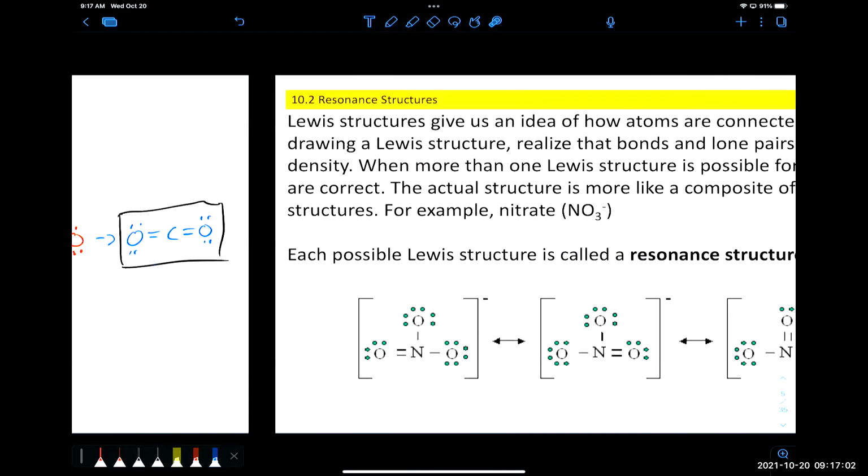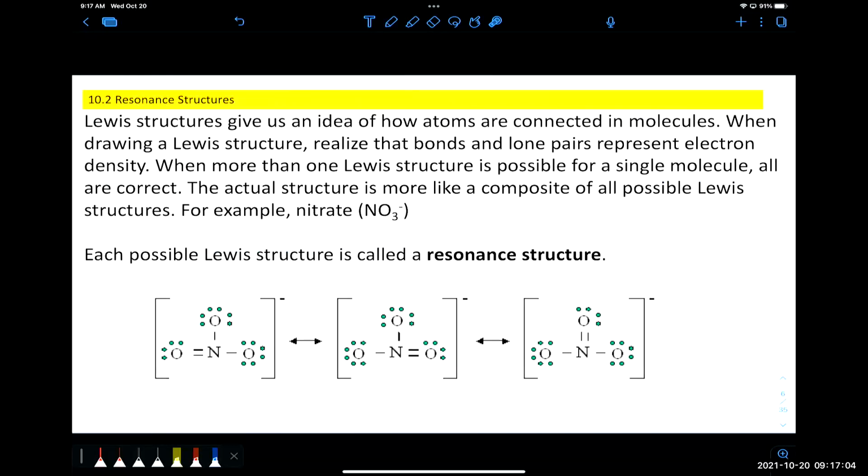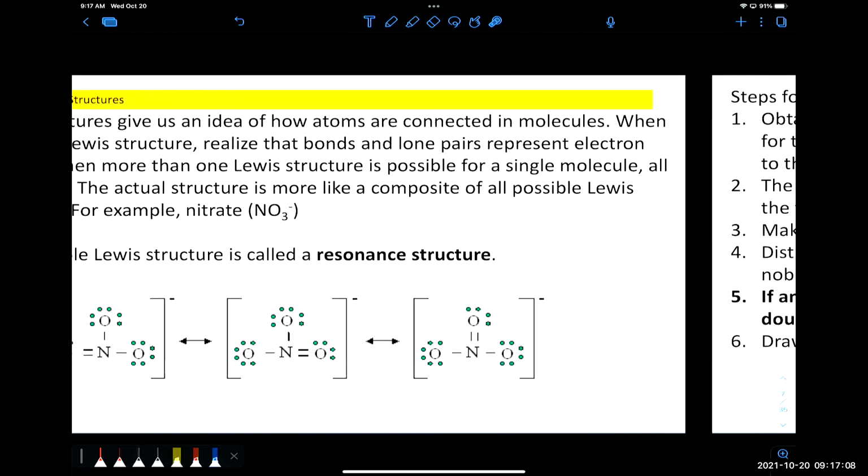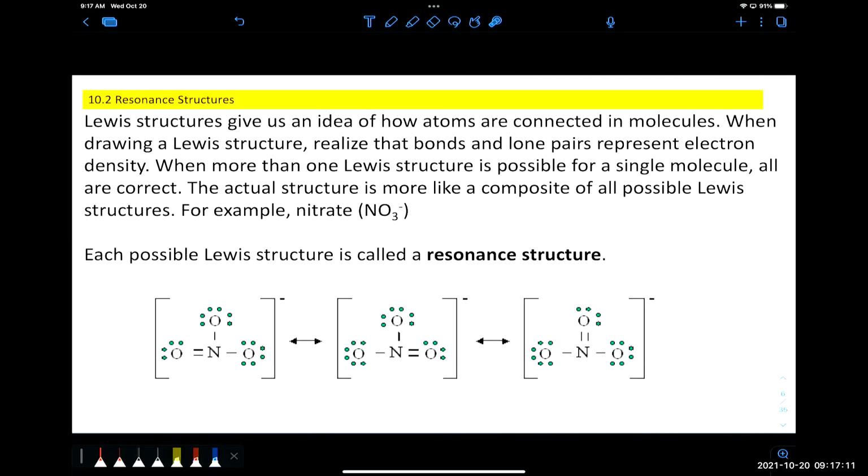Okay, move on. There are step-by-step instructions here. Sometimes in symmetrical molecules especially, we can get what are called resonance structures.